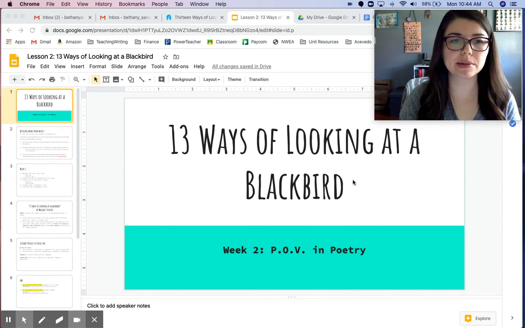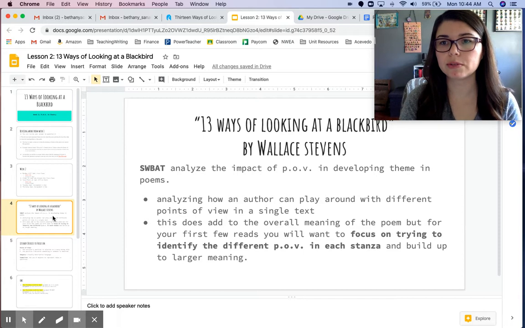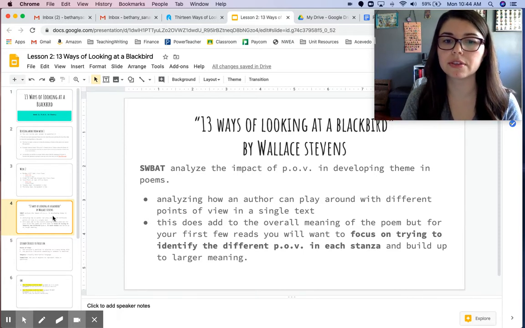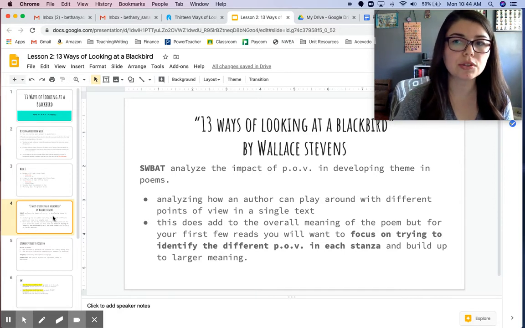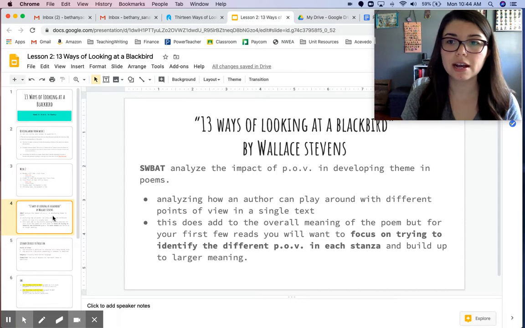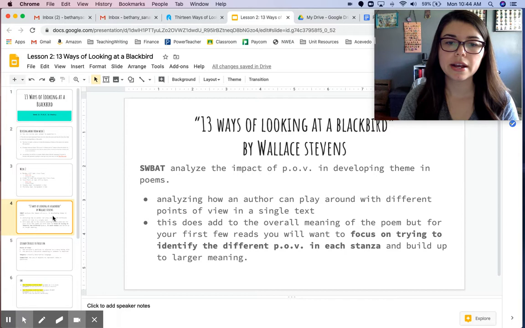Of Looking at a Blackbird by Wallace Stevens. So today, like I said, we are focusing on analyzing point of view and perspective in a poem and how that helps to influence the development of the meaning or the theme of the poem. This is an example of a poem where we have 13 different perspectives, as it says in the title, 13 Ways of Looking at a Blackbird.